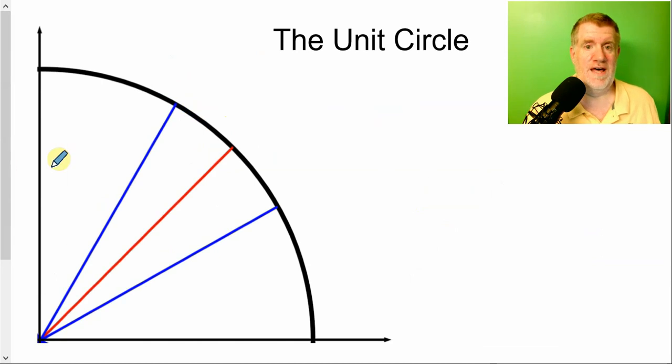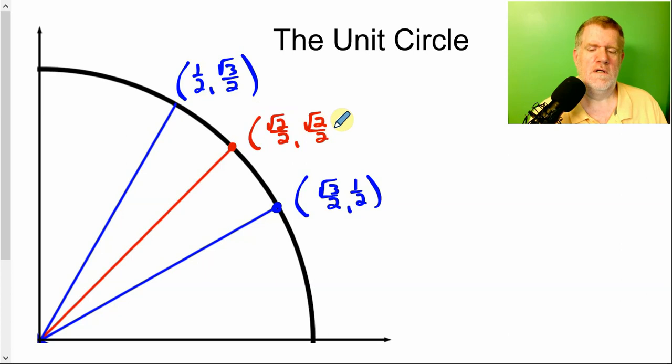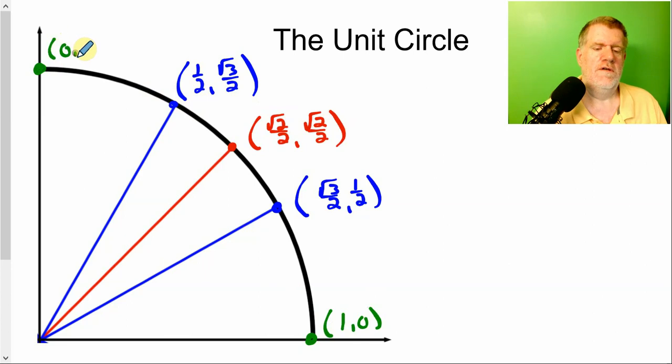So if you see a pattern, here it is. I'm going to write it. All right, remember this one? That was the square root of 2 over 2. Now, there's 2 more points on here that are pretty easy to see. It's over 1 and up 0, so it's 1, 0. And this point here on the y-axis is 0, 1.